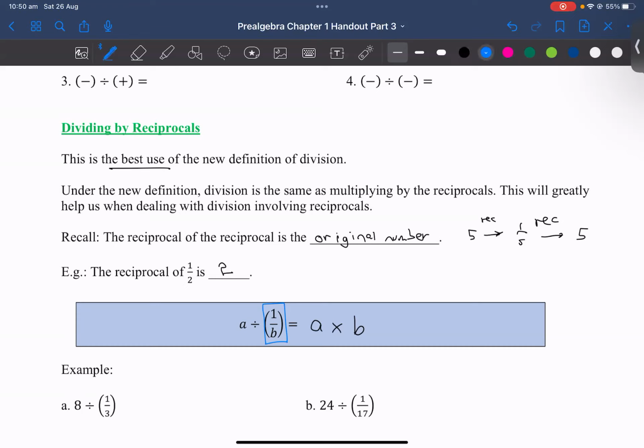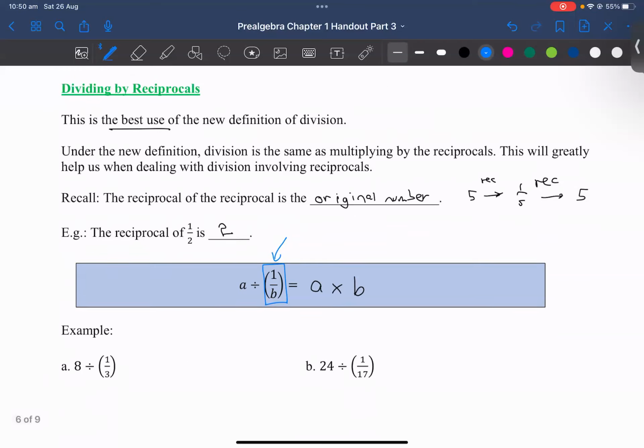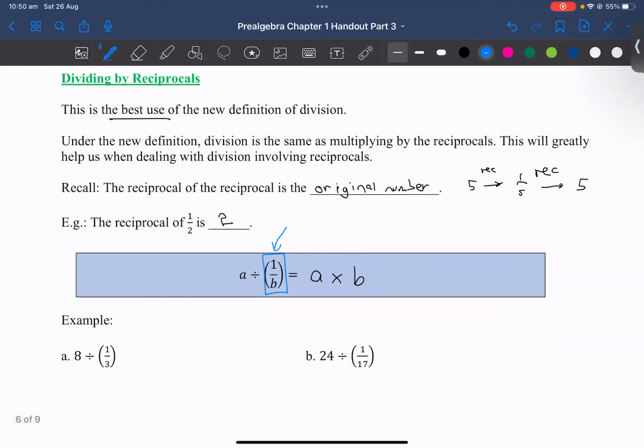Because we're dividing by a reciprocal, that means it's multiplying by the reciprocal of the reciprocal, which is just b. So we can use this in a few examples. Actually, once I do this in a few examples, I'll ask it again, because I think it makes a bit more sense when we do examples, right?